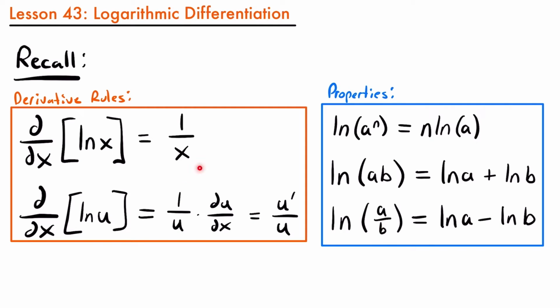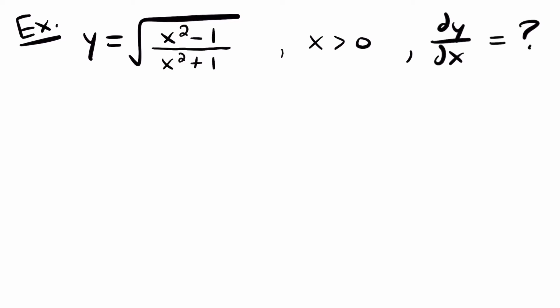Keeping these derivative rules and these properties in mind, we can now look at the process of logarithmic differentiation. Consider the function y equals the square root of (x squared minus 1) divided by (x squared plus 1), where x is greater than 0. How would we find the derivative, or dy/dx, of this function?